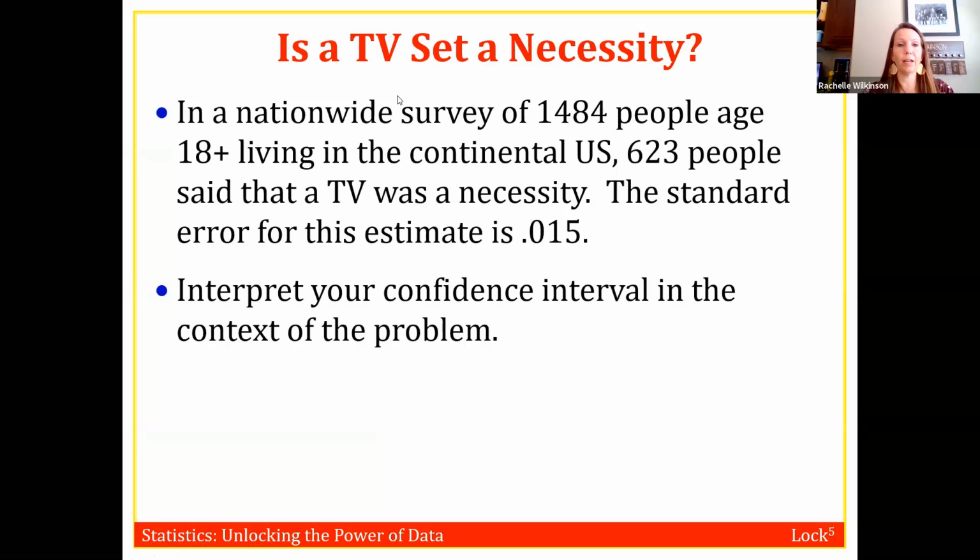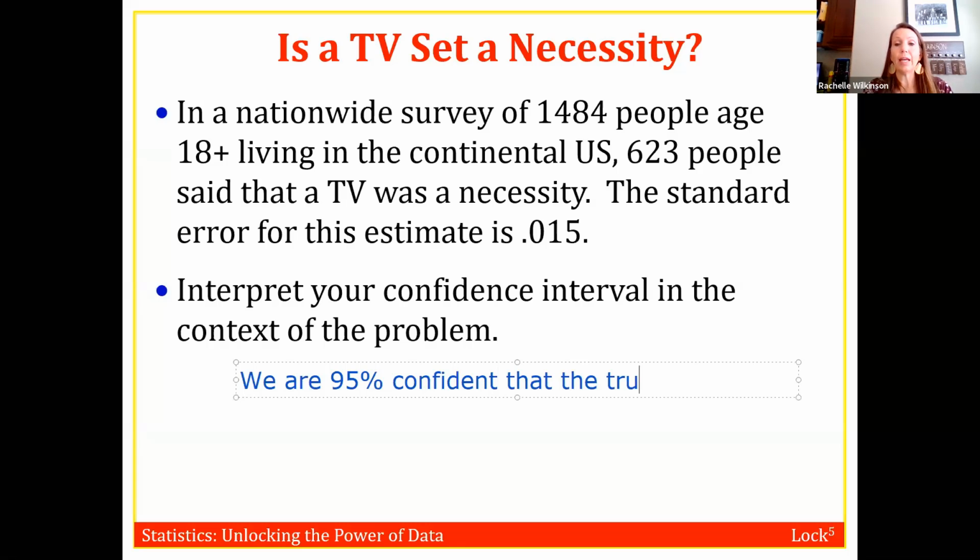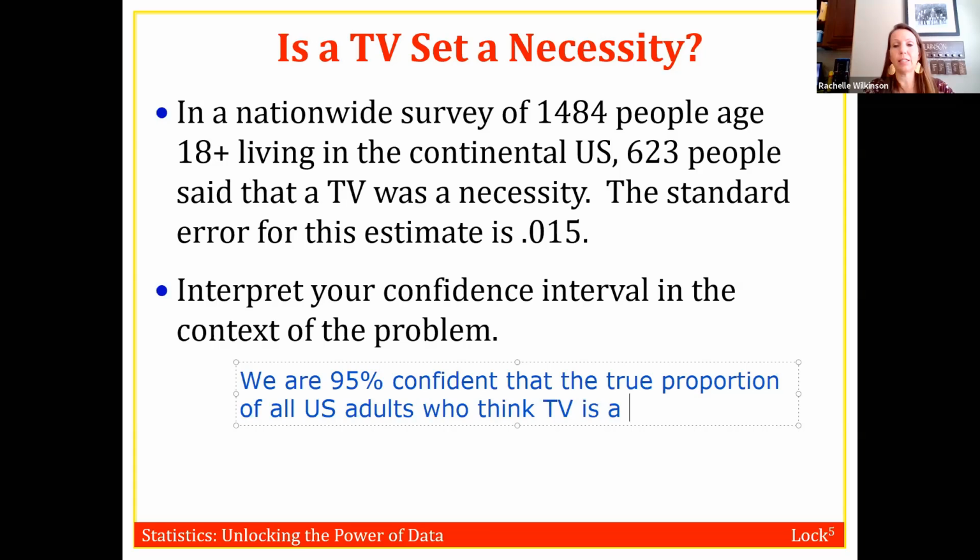So we're going to follow that pattern that we were talking about. We're going to say we are 95% confident that the true, and now I'm going to fill in. Remember when we defined the parameter and we said p equals this, I'm just going to take those exact words and plop them right in here. So we're 95% confident that the true proportion of all US adults who think TV is a necessity.